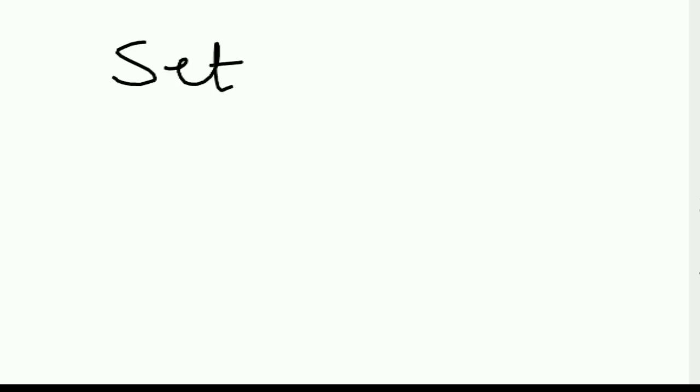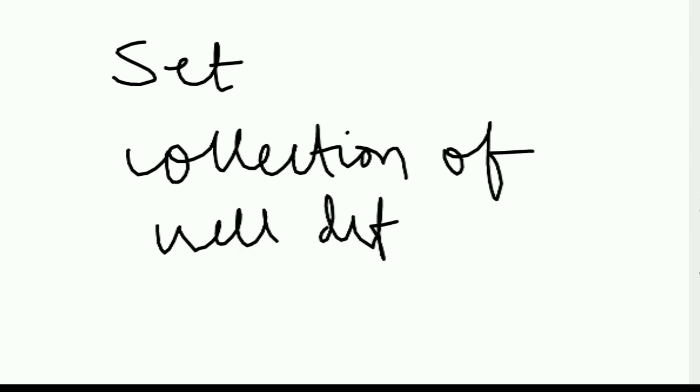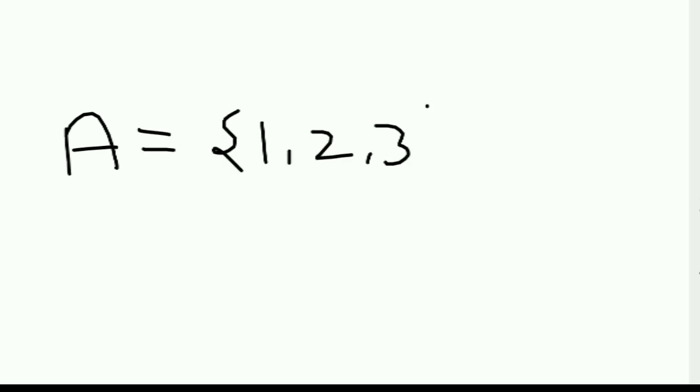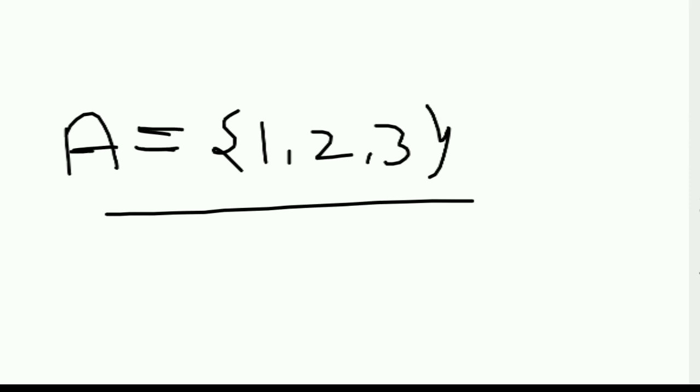A set is basically a collection of well-defined objects. And what can be well-defined? Like numbers. Numbers are very well defined. For example, if you have a set A is equal to 1, 2, 3, this is a collection of three numbers and we have named it capital A.